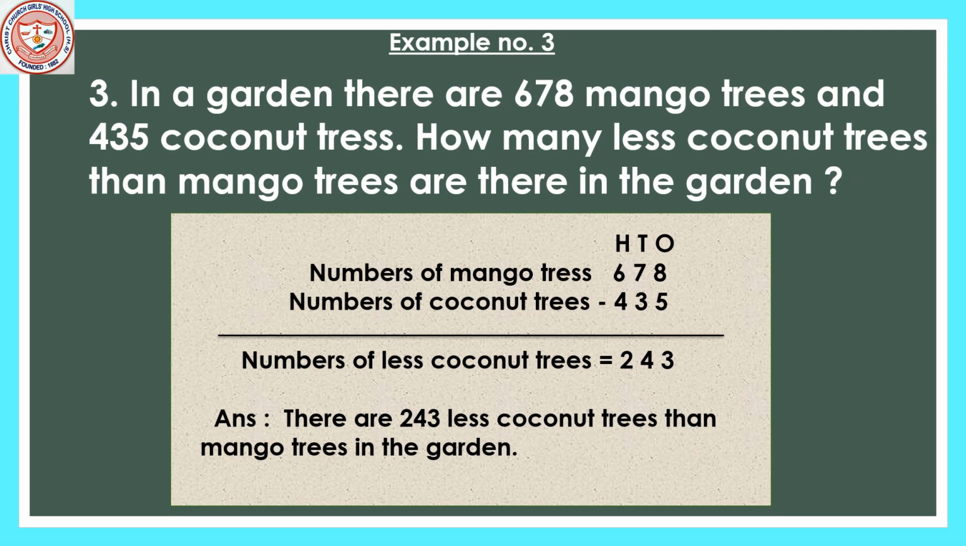Next, write the third statement, that is, the number of fewer coconut trees is equal to, now you subtract 435 from 678 by following the steps. Step number 1, first subtract the numbers in the ones place: 8 ones minus 5 ones is equal to 3 ones. Then subtract the numbers in the tens place: 7 tens minus 3 tens is equal to 4 tens. You have to write 4 tens in the tens column. And finally subtract the hundreds: 600 minus 400 is equal to 200. So we write 2 in the hundreds column. So now you got the answer, and the answer is, there are 243 fewer coconut trees than mango trees in the garden.